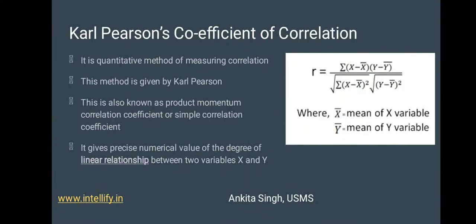Now, Karl Pearson's coefficient of correlation. It is a quantitative method of measuring correlation. The method is given by Karl Pearson. This is also known as the product moment correlation coefficient or simple correlation coefficient. It gives a precise numerical value of the degree of relationship between two variables x and y. Noteworthy is that there should be a linear relationship for application of Karl Pearson's coefficient of correlation. I have given the formula for calculating Karl Pearson's coefficient of correlation.